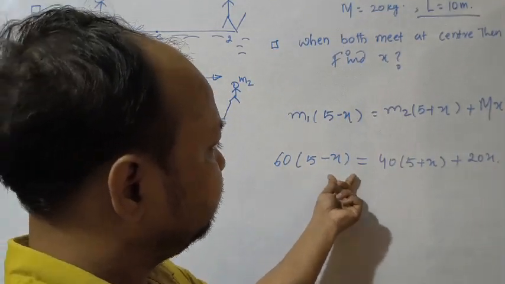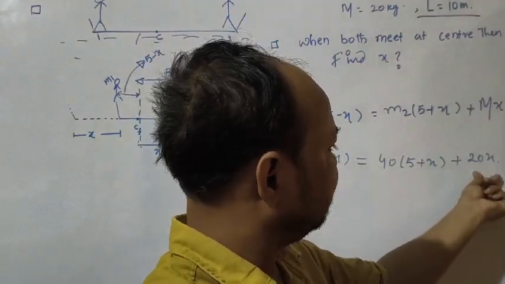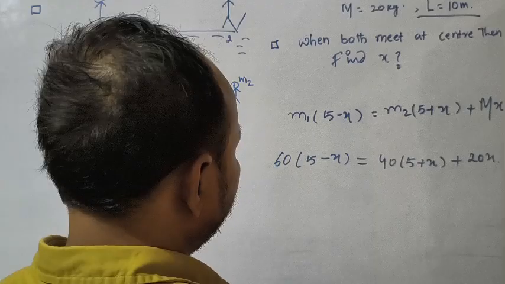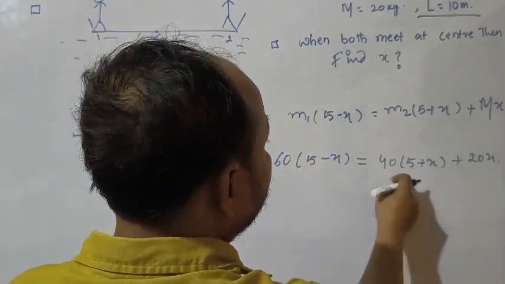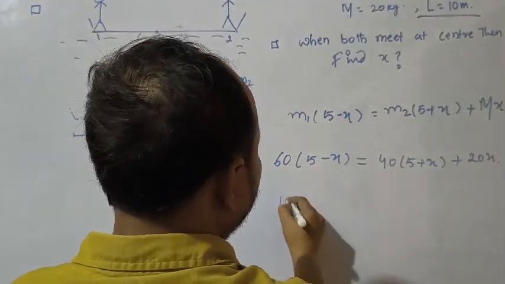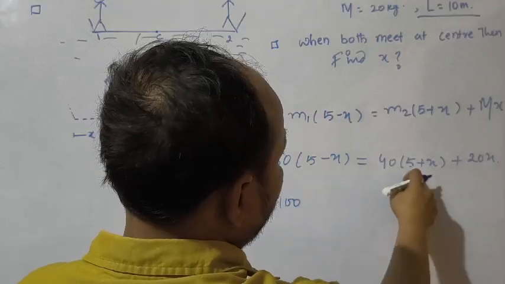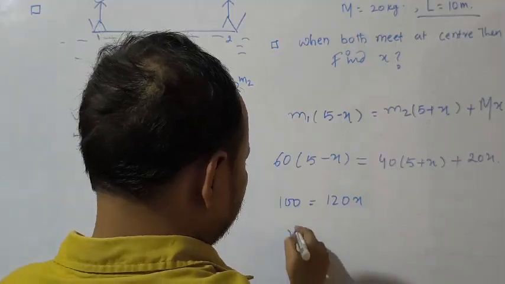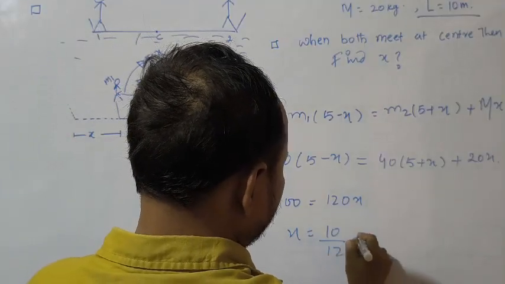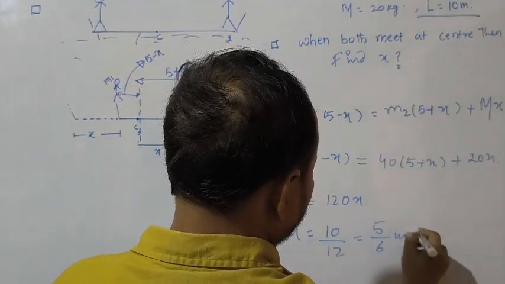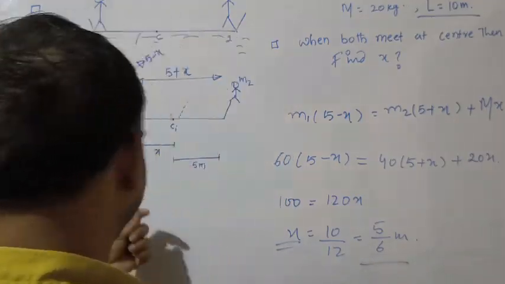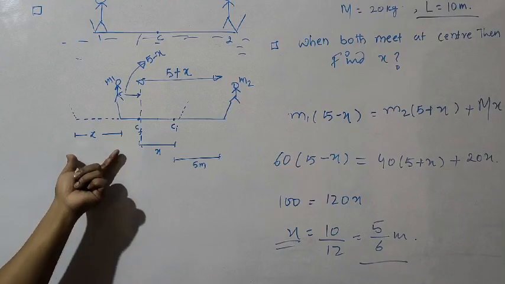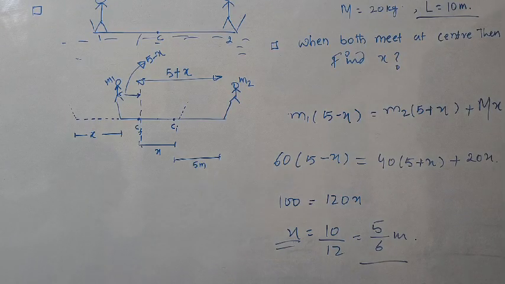300 minus 60x, 40 plus 60... 20, 80, 60 and 60, 120. So 300 minus 200, 100, is equal to 120x. So x will be equal to 10 by 12, which is equal to 5 by 6 meter. Since it is positive, our assumption is still correct, that the boat will shift in backward direction up to a distance of 5 by 6 meter.